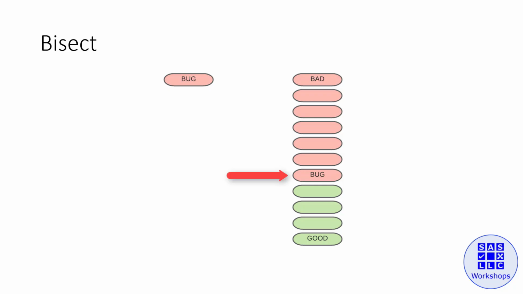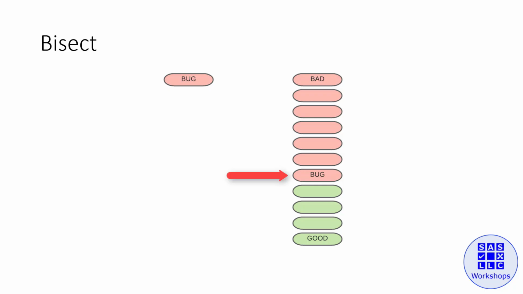Finding that commit gives us a lot of information. We can see exactly what changed in that commit, and we can use that to help us locate and fix the bug. Even better, if the commit is small and targeted, maybe we can just revert that one commit and our bug will go away.